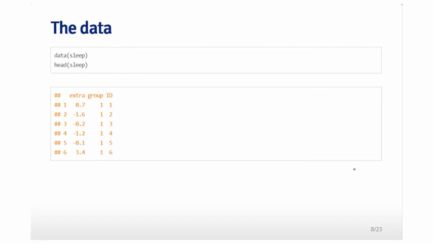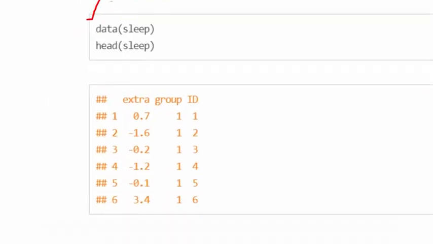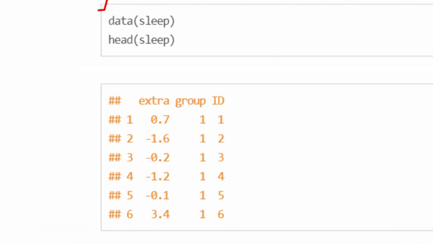Here, data(sleep) will load the data. head(sleep) will print the first few rows of the data frame. The variable extra is the extra hours slept. Group is a group ID, and ID is a subject ID. So 1 through 10 will give you subjects ID'd 1 through 10. Observation 11 is subject ID 1 again, and so on.